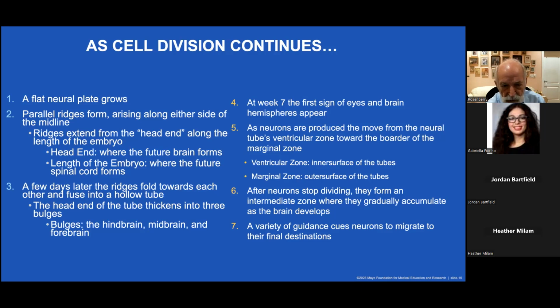I don't think I need to read the points 5 through 7. You can read them yourself.